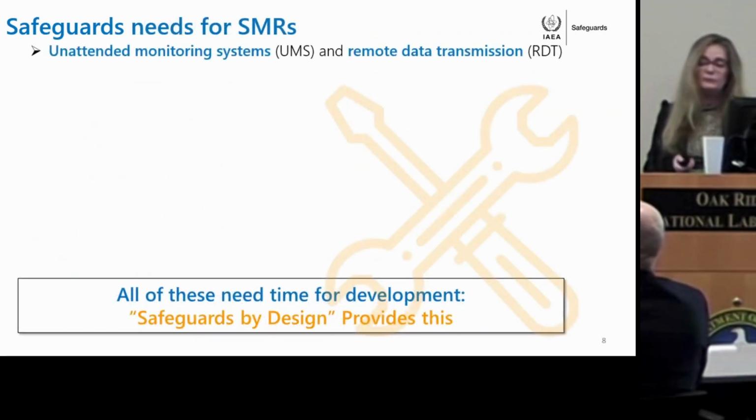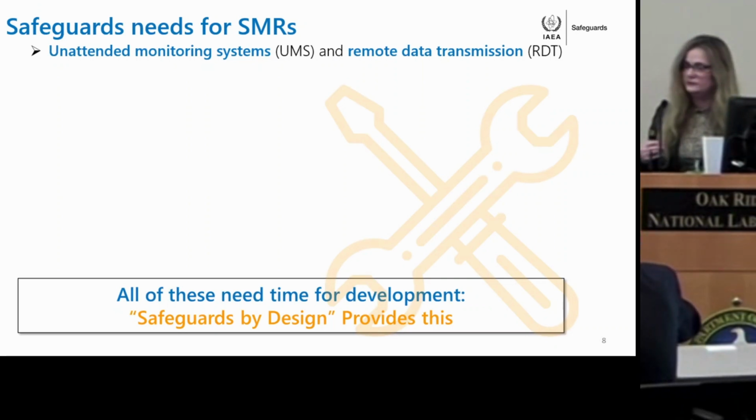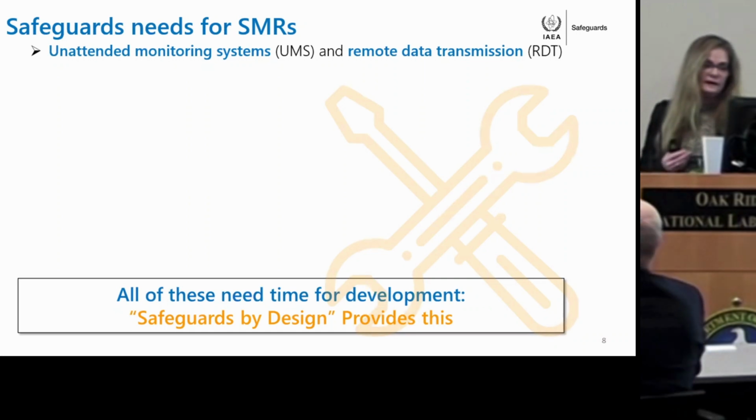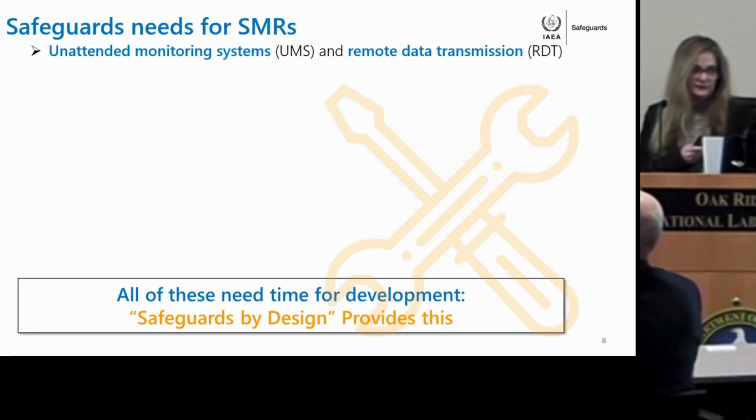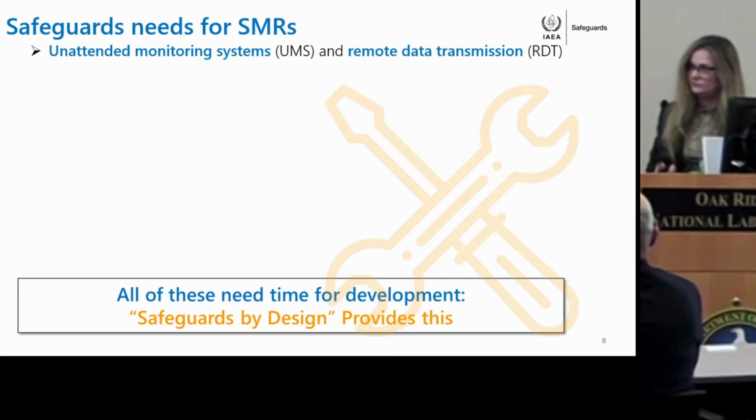Safeguards needs for SMRs. What we're talking about when we say we need to apply safeguards: an inspector, the IAEA in general, is going to be considering many different factors when a new reactor comes out on the market, when it's going to be constructed, built and operational. The types of considerations we would discuss are, for instance, unattended monitoring systems and remote data transmission. How are we going to build these into the reactor? And this is regardless of whether we've already had the discussions during the design phase.